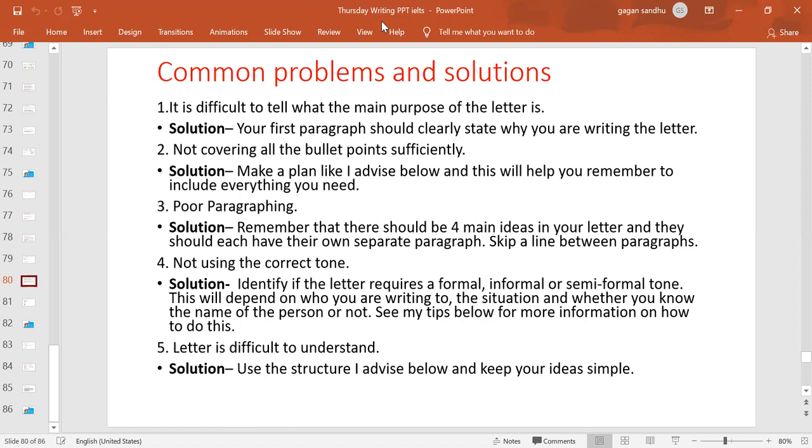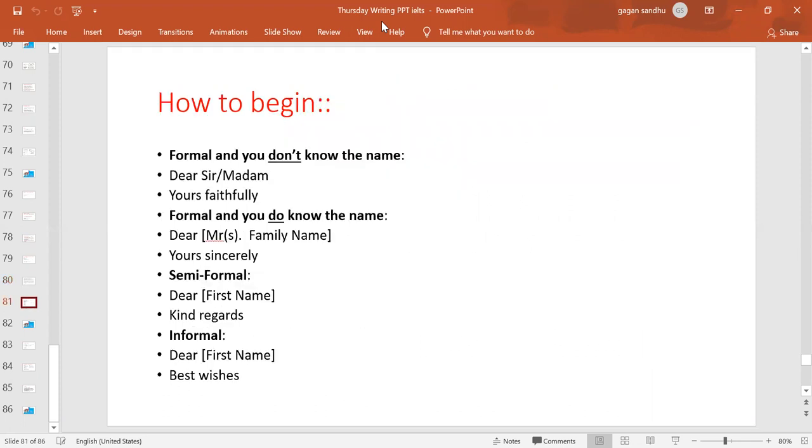So the tone that must be used must be correct. As I told you, this is the best way to keep a check on our tone, passive and active voices. And it works wonders with letter writing. If you find the letter difficult to understand, use the structure I advise below and keep your ideas simple. The structure I'll be showing you, but keeping your ideas simple will help you not to complicate the letter, or the situation described in it. And definitely it will help you to pick up fine vocabulary which can gel easily with the letter writing.